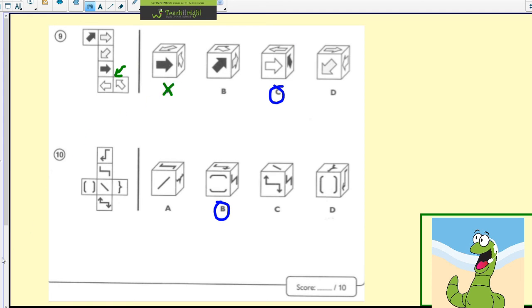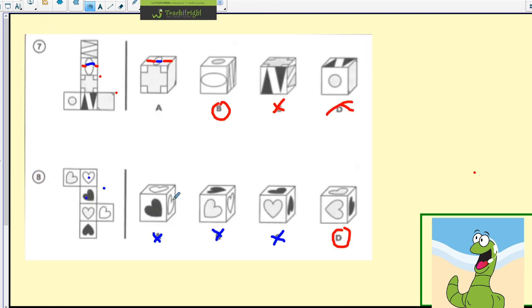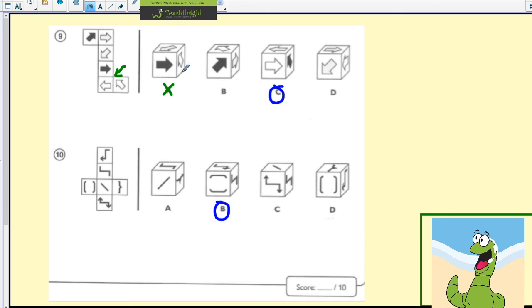So not A, for exactly the same reasons. That's why this one is incorrect here, although perhaps it's slightly clearer to see on this one. If you bring that up, the arrow ends up pointing down. Right, for B, what's wrong about B?